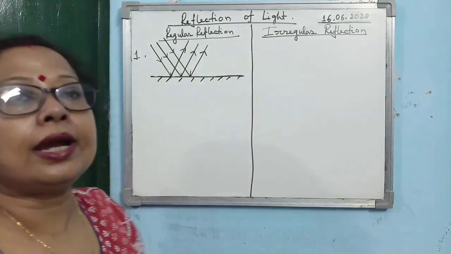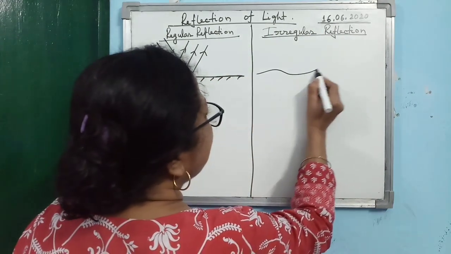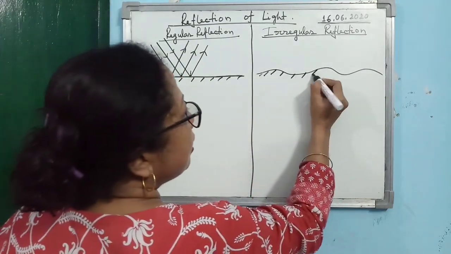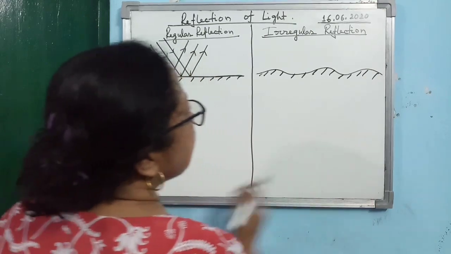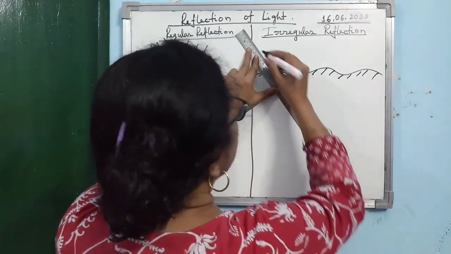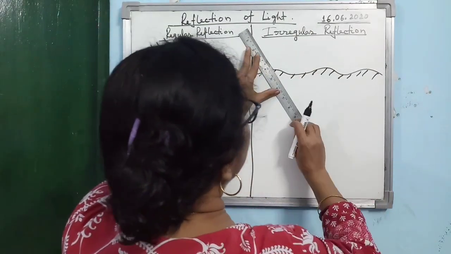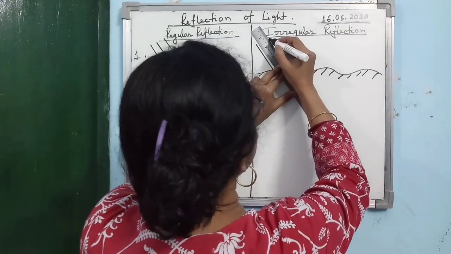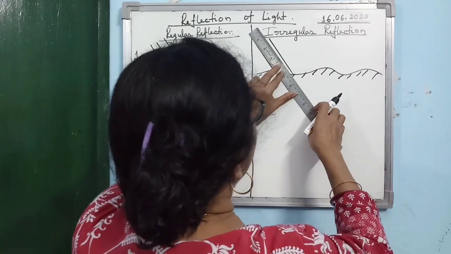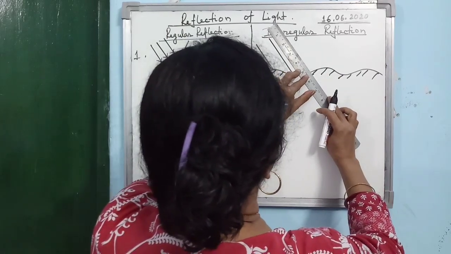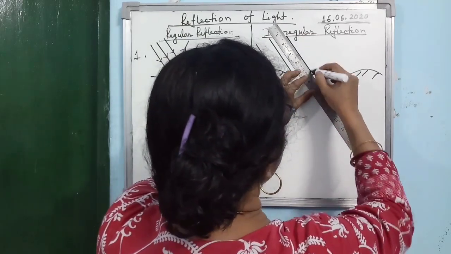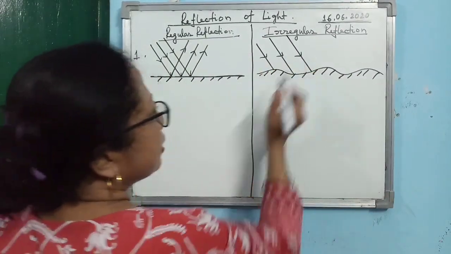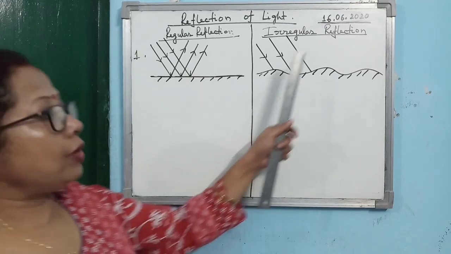But for irregular reflection, what I said is that the surface is not plain, it is not smooth, it is a rough surface. Now on a rough surface, when a parallel beam of rays falls, what will happen? Let us draw the diagrams first. Suppose you have taken, just like the previous case, three parallel rays falling on a rough surface. Now how to draw the reflected ray?